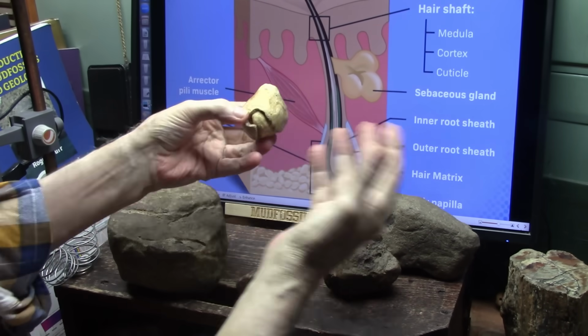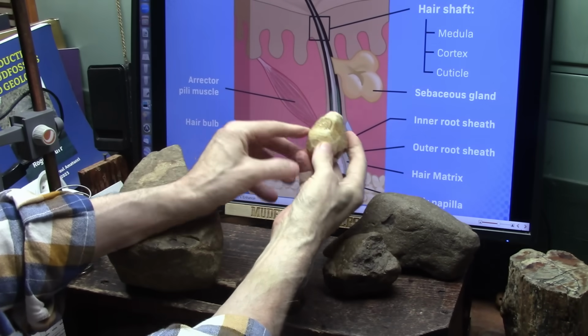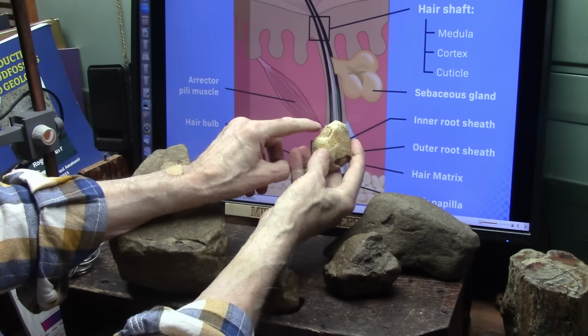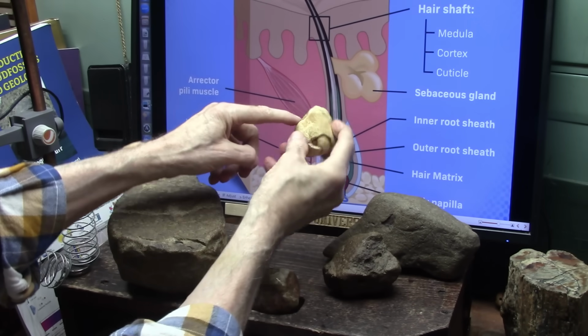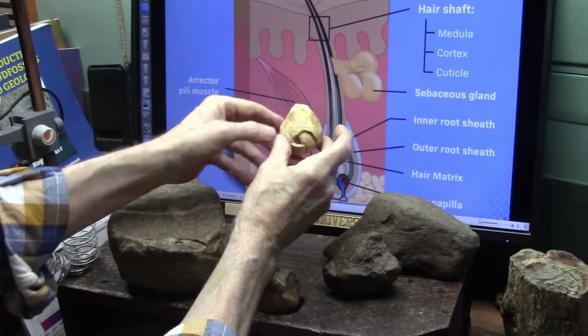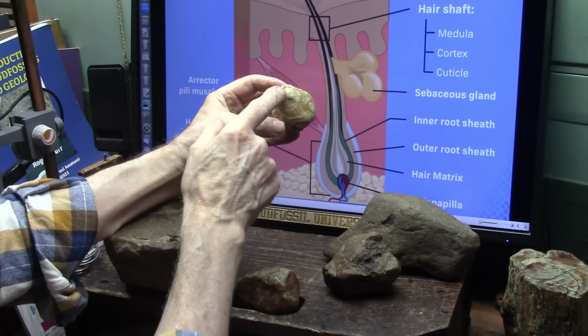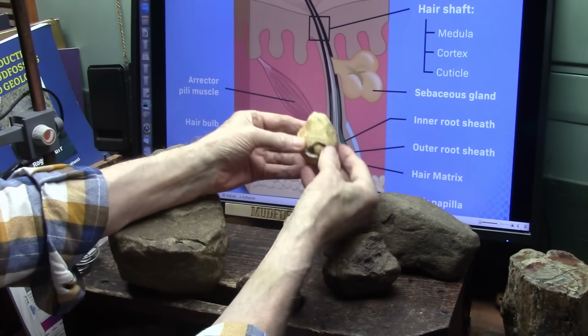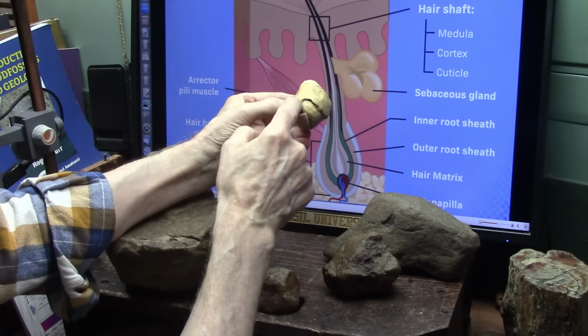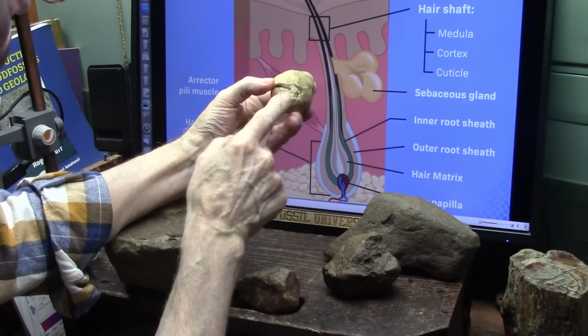I just talk to doctors. Anybody that's got half a brain can easily see this. This is where the muscle attaches, so it can make your hair go up on end when you get scared. All right. This is obviously the hair shaft coming up, right up through there. The root comes down around to here, and those two dots are these hair papillae.